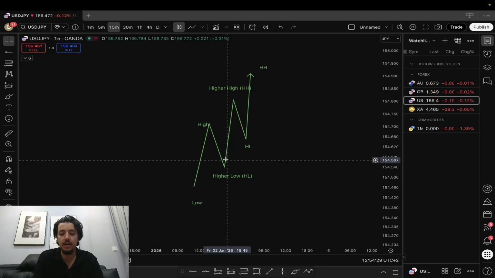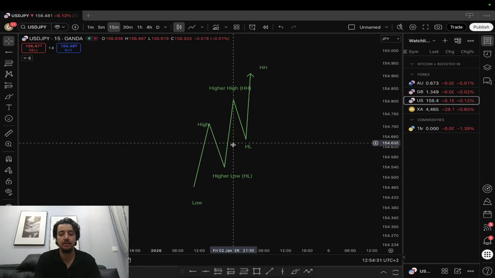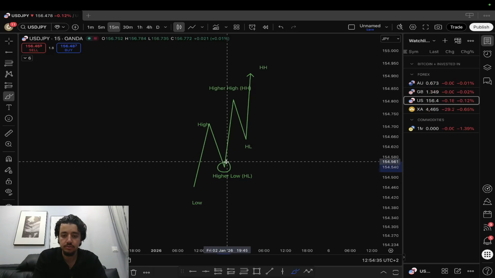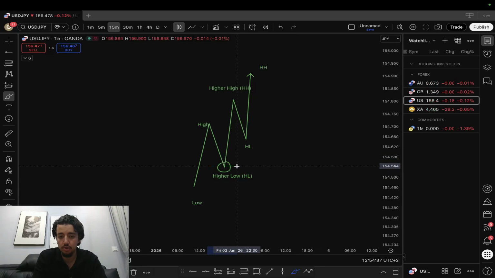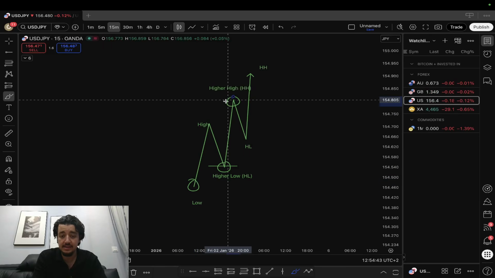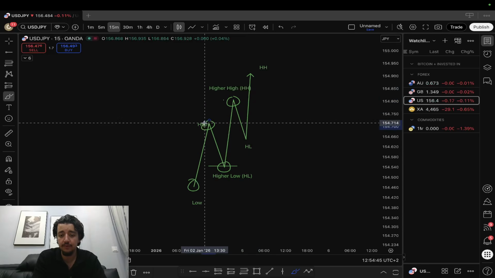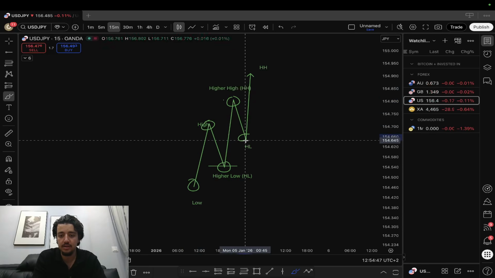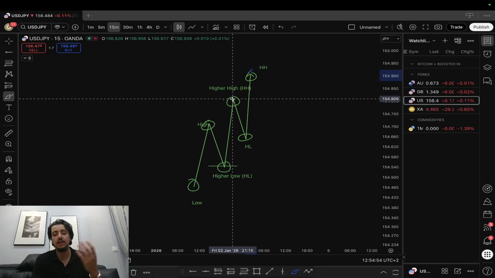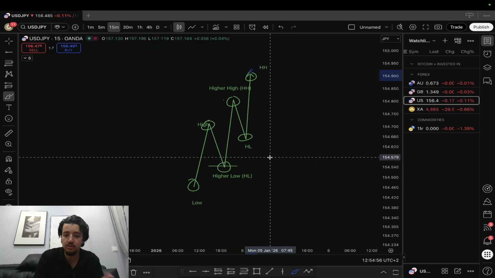it consists of higher lows and higher highs. Higher low, higher high. So, why is this called a higher low? Because this low is higher than the low before it. And why is this called a higher high? Because this high is higher than the high before it. Same here. This is called higher low because it's higher than the low before it. And this is called higher high because it's higher than the high before it. That's it. That's all you need to know.